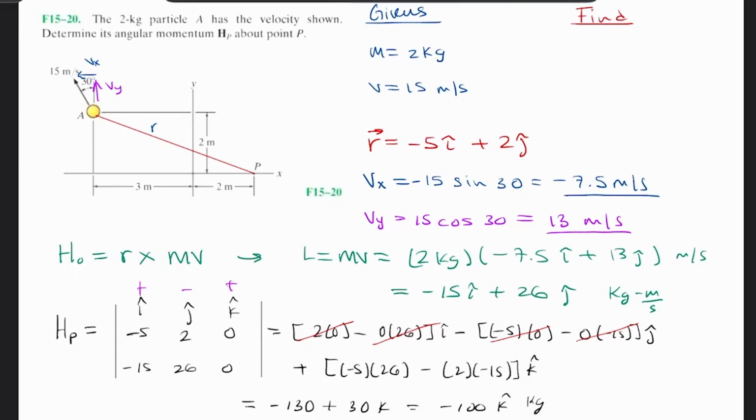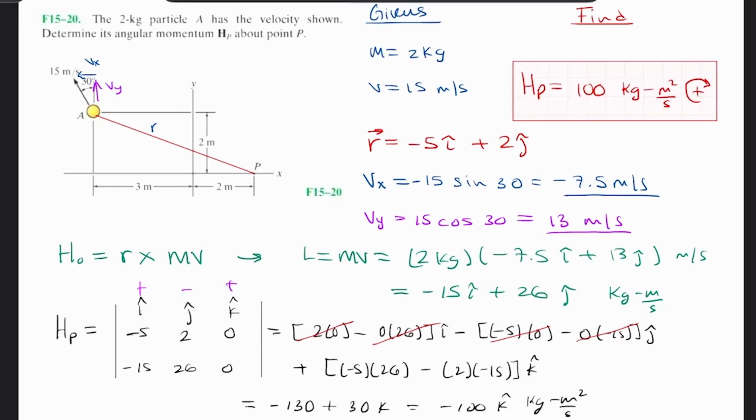The units are kilogram meters squared per second. So our angular momentum about point P is 100 kilogram meters squared per second. In this case it will be clockwise, because we have the negative k, so that is a clockwise rotation about point P. You can tell from here, if this velocity is upwards, from point P it will seem like it wants to do a clockwise rotation. So that makes sense. That's how we find the angular momentum.